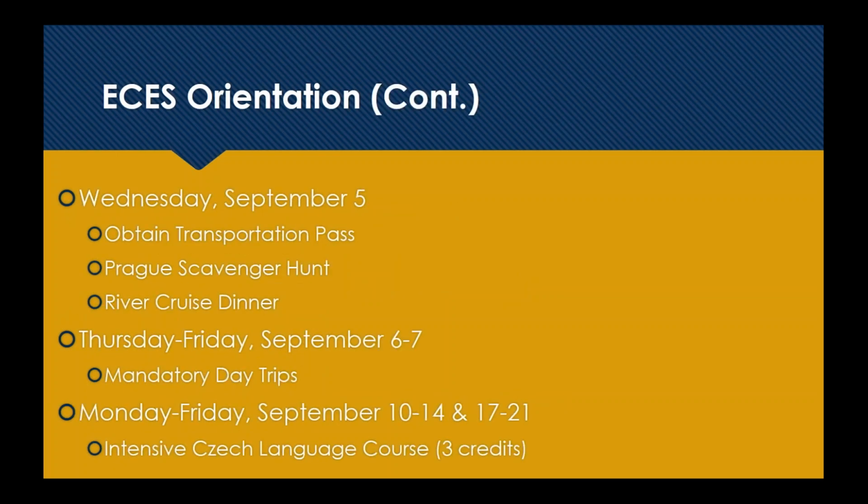On Wednesday, you'll have a chance to buy your transportation pass. This costs 720 or 760 Czech crowns. For the whole semester, you're looking at around $50 or $60 for the entire semester for a student travel pass. And we really encourage you to buy one. It's not required, but we set aside a time during orientation for our assistants to bring you to buy it because most of the people who sell the passes won't speak English very well. So this is your opportunity to do that.